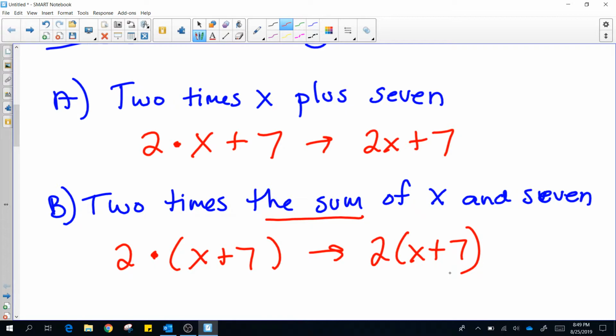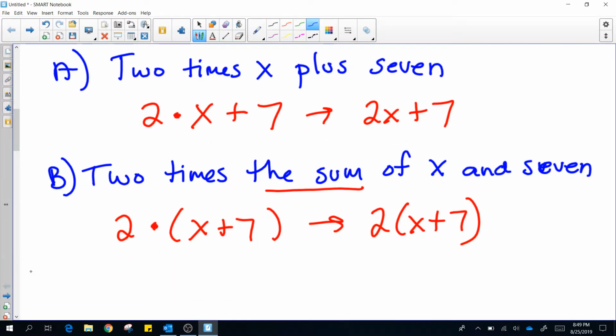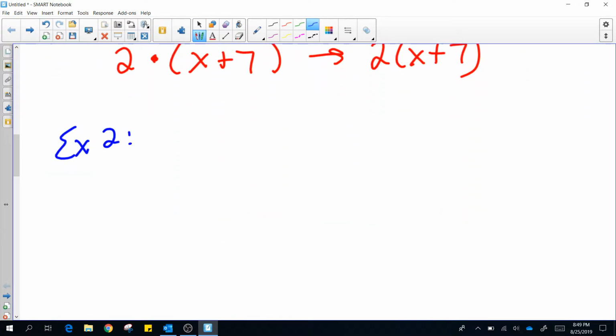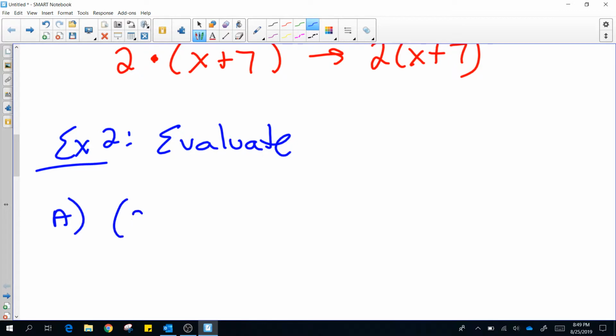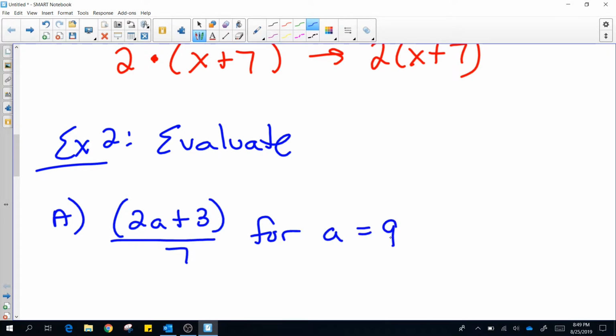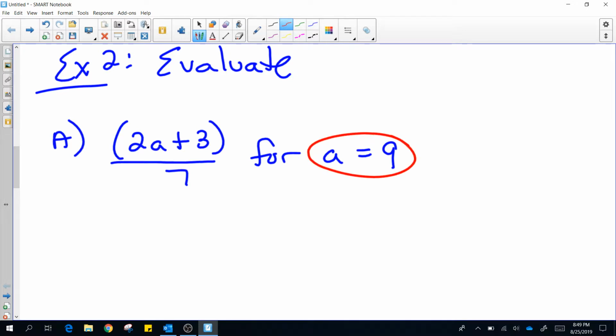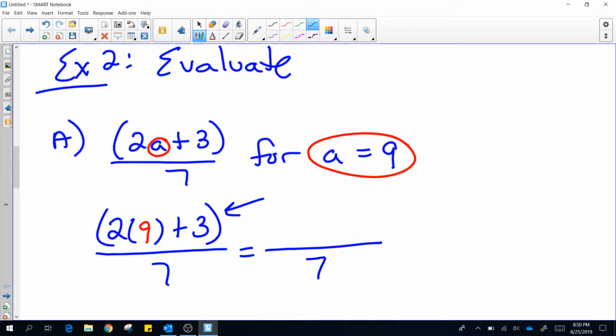Okay, so now I'm going to get into the evaluating piece of this. So we're going to evaluate this for A equals 9. Okay, so remember with evaluate, they're telling you what A is, and so I'm going to substitute it in here. So I've got 2 times A, but A is 9, plus 3 over 7. Okay, so I've got to figure out what this is before I can divide by 7.